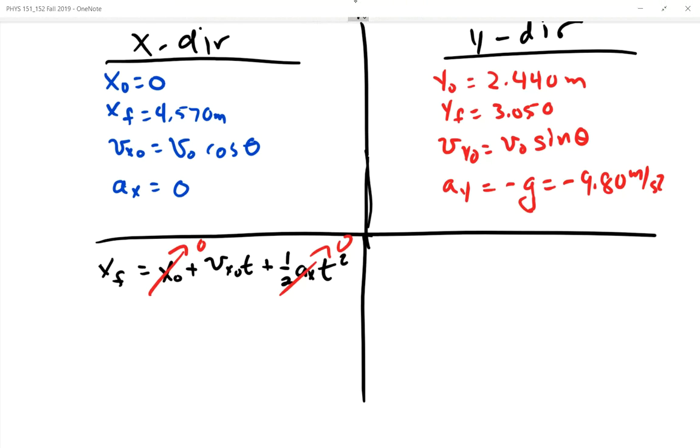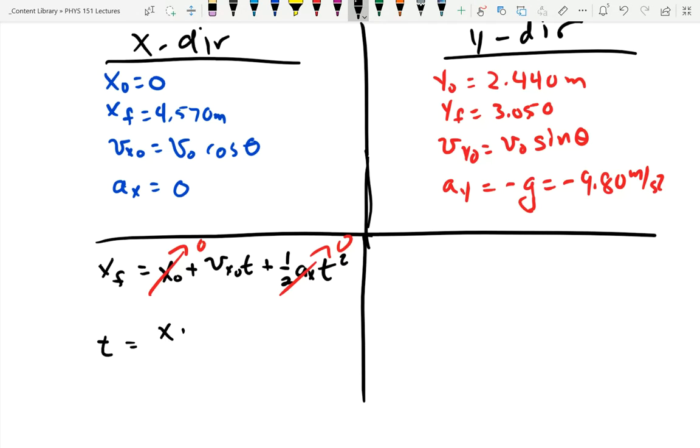And so solving that for time, I have time is equal to x final over vx0. Now I'm just leaving it like that to make it easier for me to write as I go further, because it's shorter to write that than to put in the numbers and have the cosine theta. Now if I go to the y direction, I guess I should write the same. I'm going to put this in the quadratic form already.